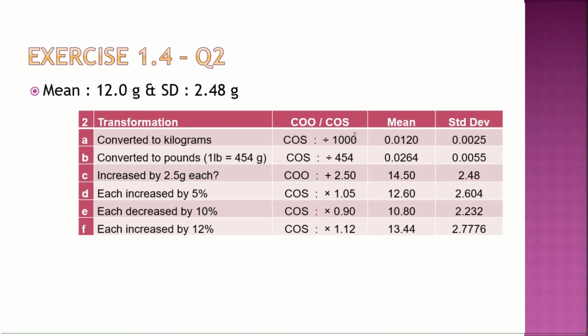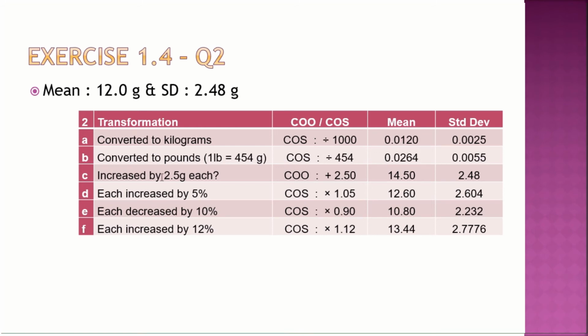So if you divide by 1,000, what will happen? Your mean is also divided by 1,000, standard deviation is also divided by 1,000. Now you want to convert to pounds. 1 pound is 454 grams. So if you want to change from grams to pounds, what do you do? You divide by 454. So your mean and standard deviation are also divided by the same values.